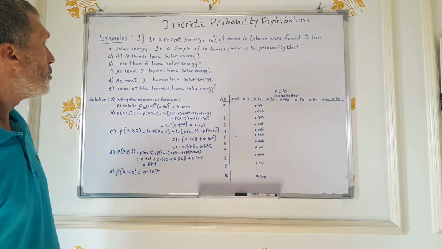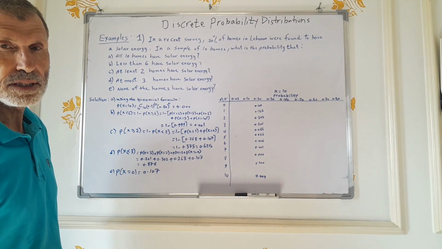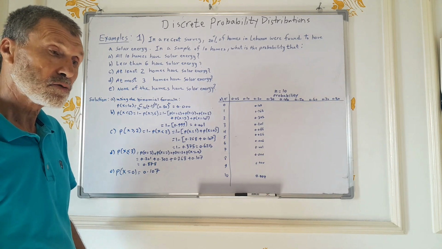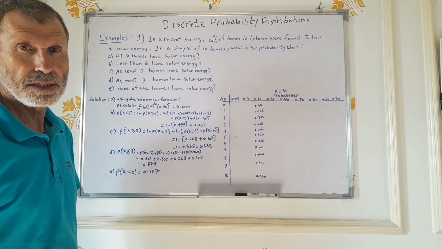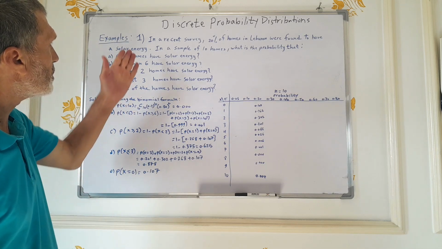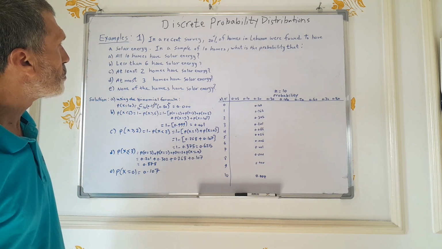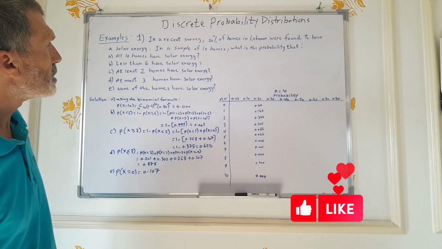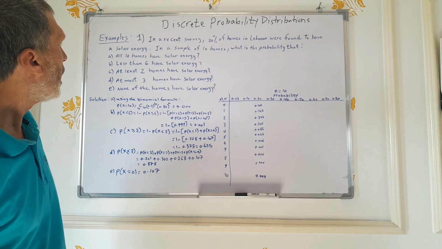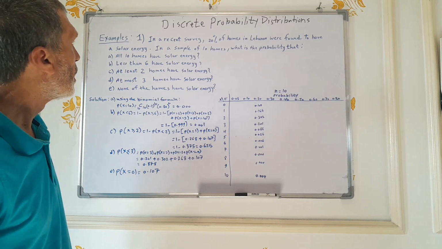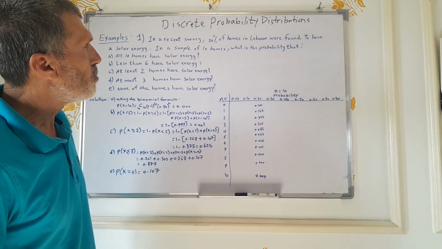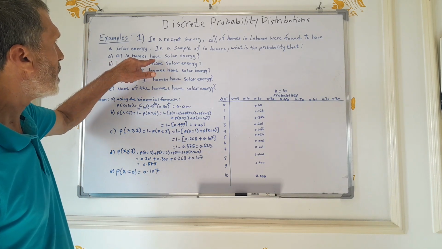Okay, now we're going to move to giving examples to apply the concepts discussed in this chapter. So we're going to start with examples. The first example is a problem here. It says, in a recent survey, 20% of homes in Lebanon were found to have solar energy. In a sample of 10 homes, what is the probability that all 10 homes have solar energy?